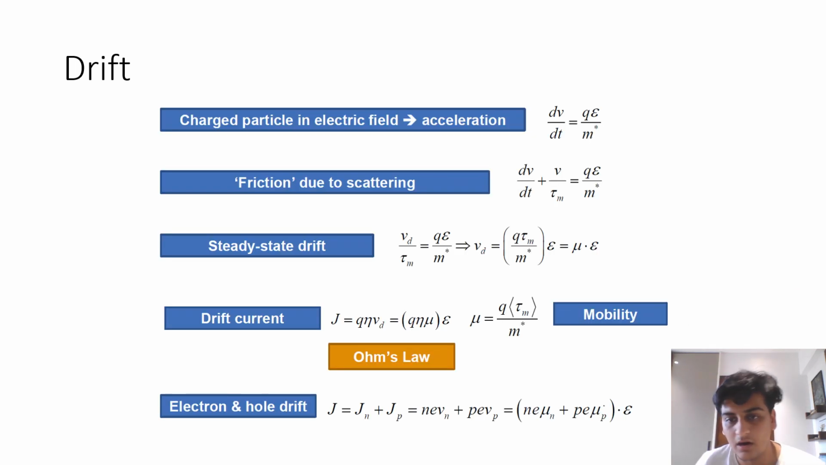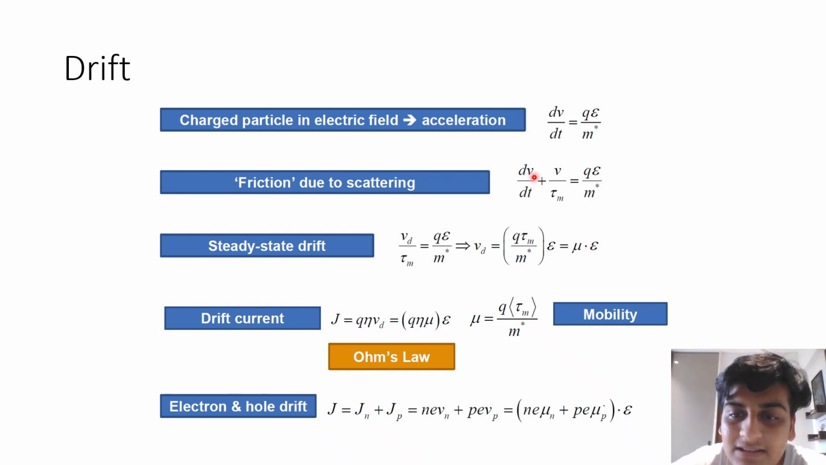So just some more mathematical look at drift current. This is just our expression for Newton's law, right? Mass times acceleration is the force in an electric field. Now in this, due to the lattice, we have a lot of scattering.